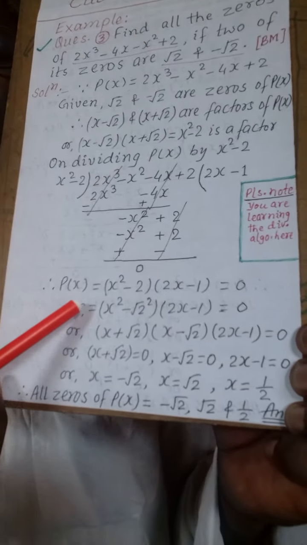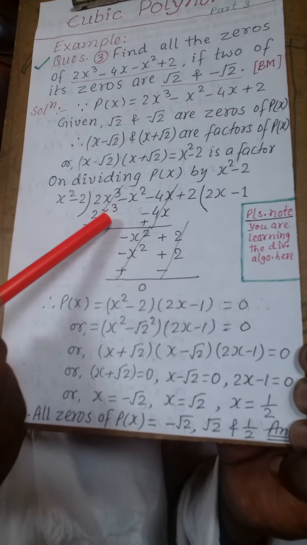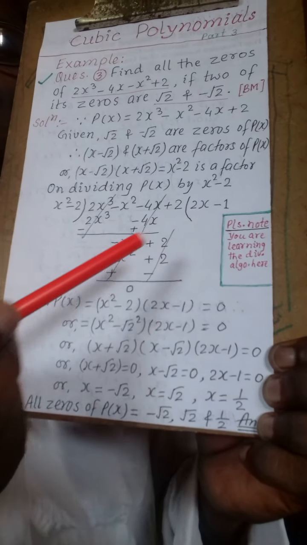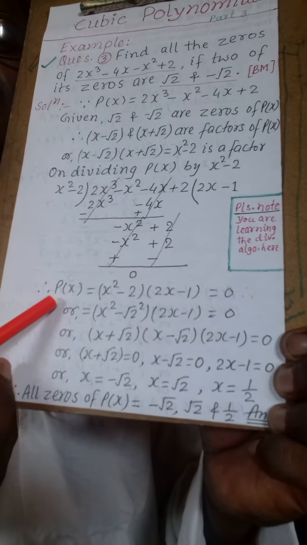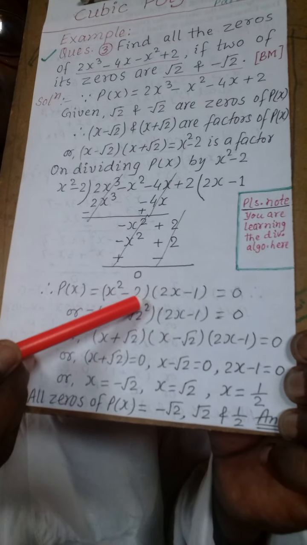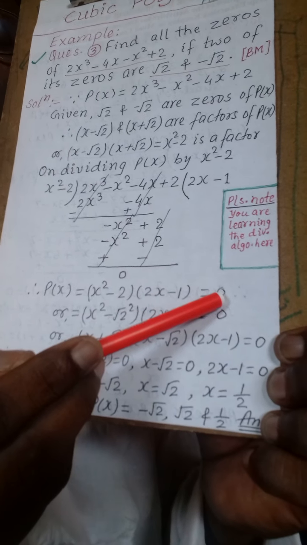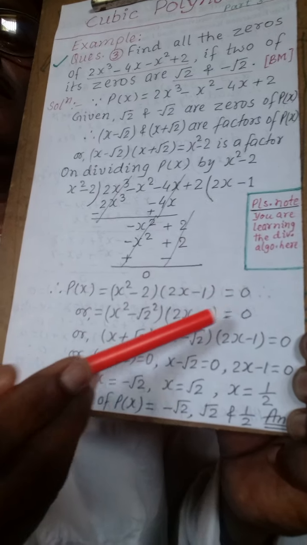Now we will write p(x) is equal to this. p(x), the cubic polynomial, has been written in the form of factorization, that is divisor into quotient. So I have written here p(x) is equal to (x square minus 2) into the quotient (2x minus 1), and this is equal to 0 because we have to find the zeros.